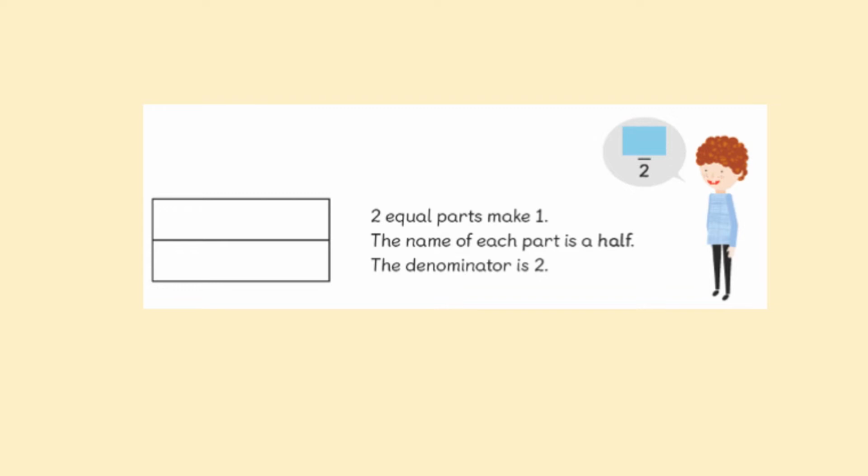Here, the rectangle has been shared into 2 equal parts. Those 2 equal parts add together to make one whole. So the name of each part is a half, and the denominator is 2. The number on the bottom of our fraction is 2, because there are 2 equal parts.